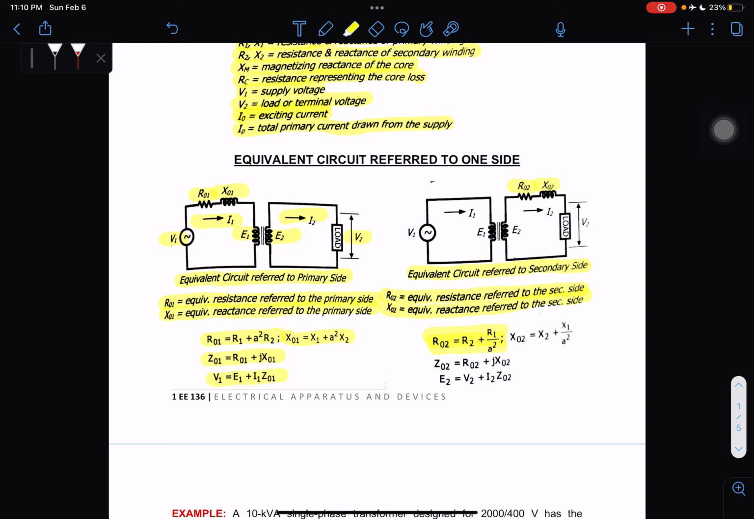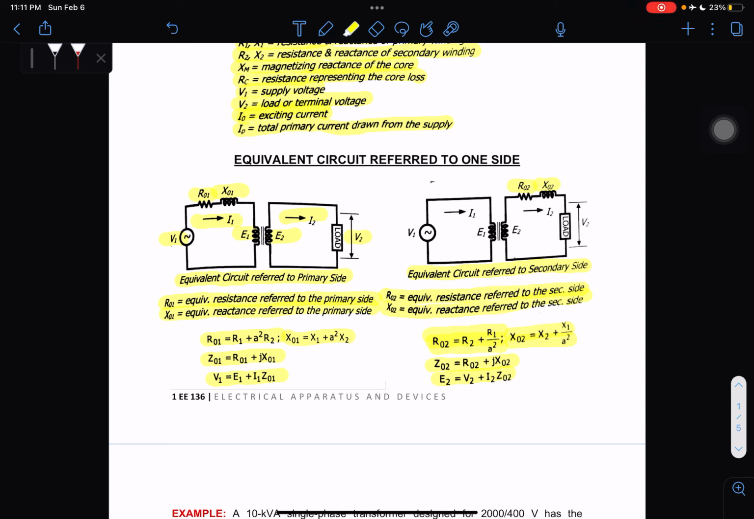R02, the equivalent resistance of the secondary side, is equal to R2 plus R1 over A squared. And for our reactance on the secondary side, we have X2 plus X1 divided by A squared. For the impedance, Z02 is equal to R02 plus jX02. And our E2 is equal to V2 plus I2 multiplied by impedance Z02.